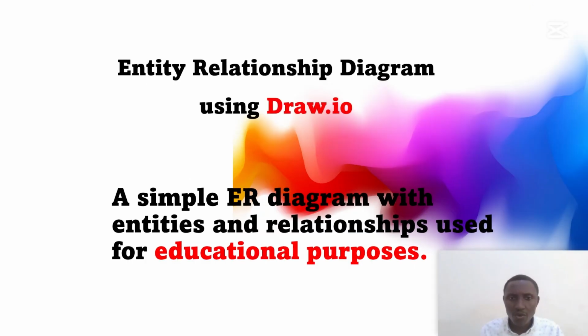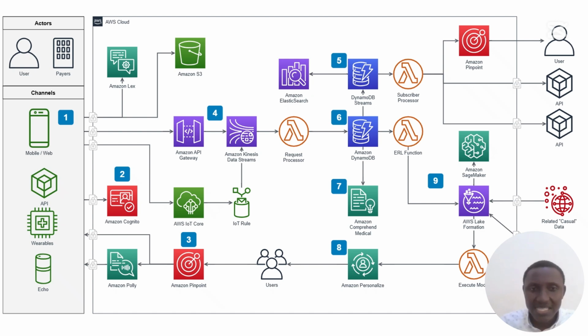In this tutorial, we're going to be working with draw.io to give us a simple illustration of an ER diagram with entities and relationships. This video is for educational purpose. This is an example of what draw.io has been used for. It is more like a network diagram, but in our case, we are going to be using it for a database diagram.